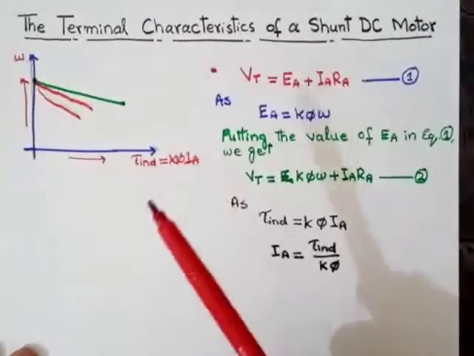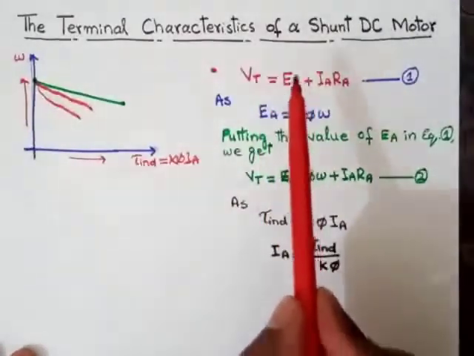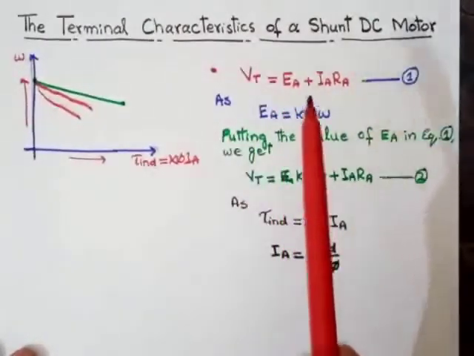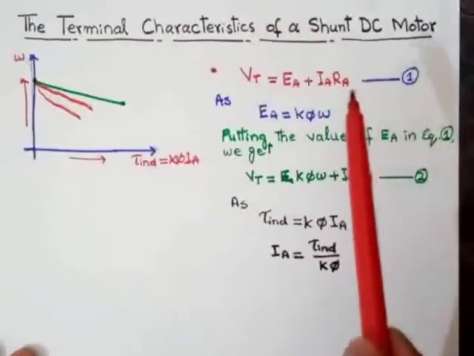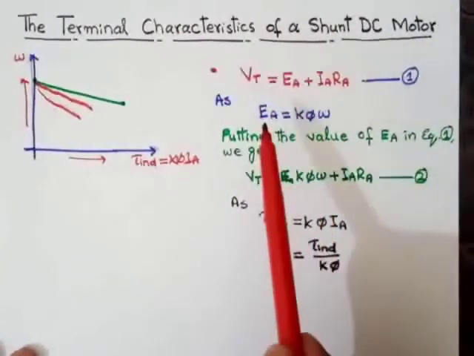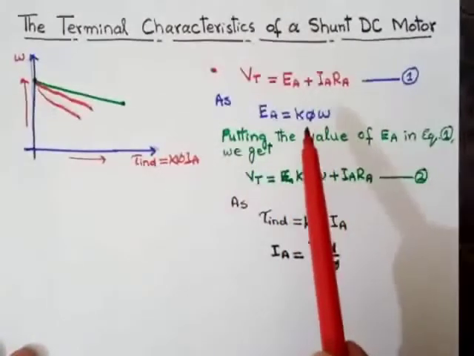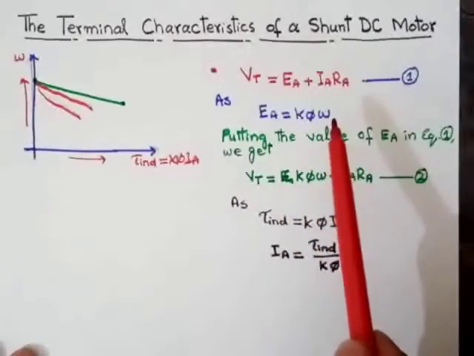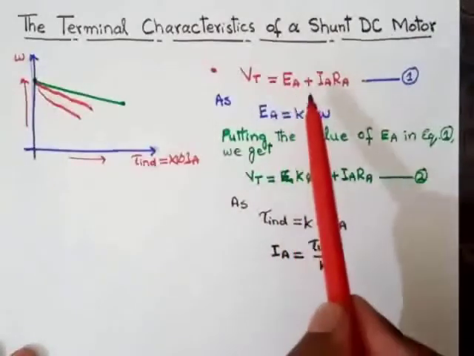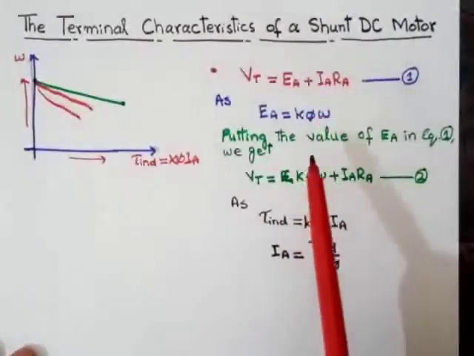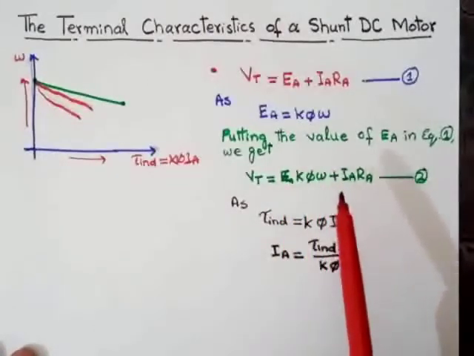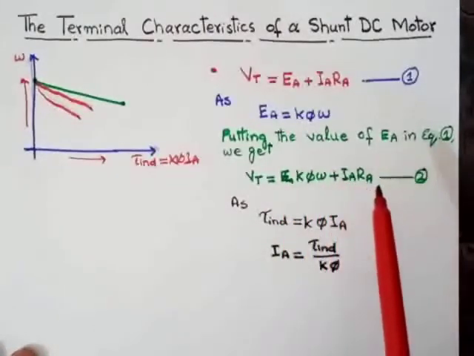As we know, in case of a shunt DC motor, the terminal voltage Vt is equal to Ea plus Ia Ra, as we have already discussed. And also we know Ea is equal to K phi into omega. Putting the value of Ea in equation number 1, we get Vt is equal to K phi omega plus Ia into Ra.